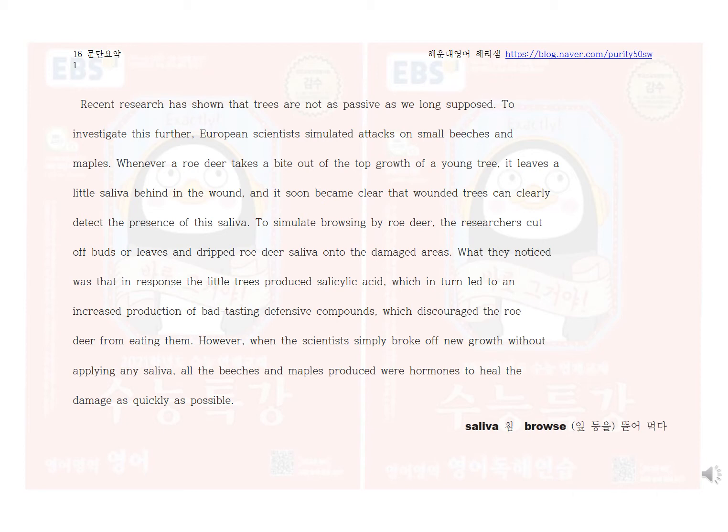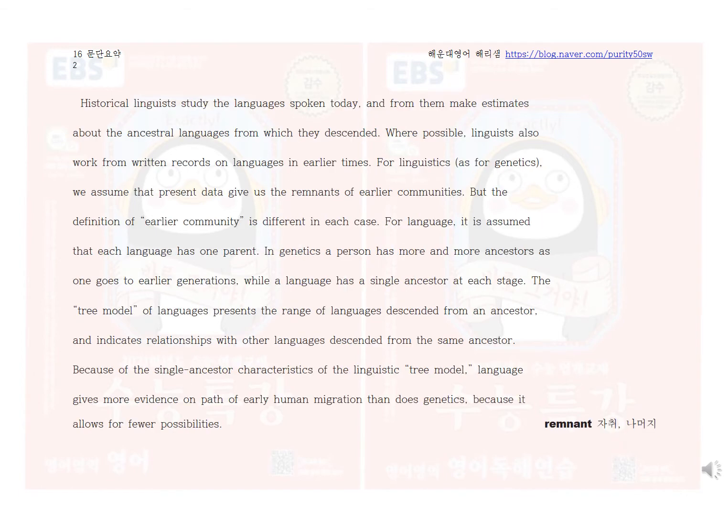However, when the scientists simply broke off new growth without applying any saliva, all the beeches and maples produced were hormones to heal the damage as quickly as possible. Recent research has shown that trees are able to recognize predator attacks, and for protection against them, they produce foul-tasting chemicals.